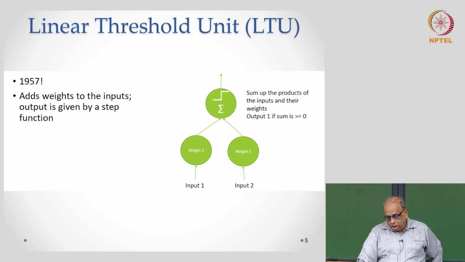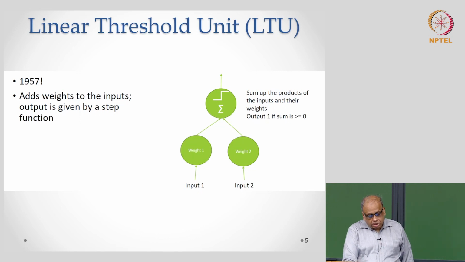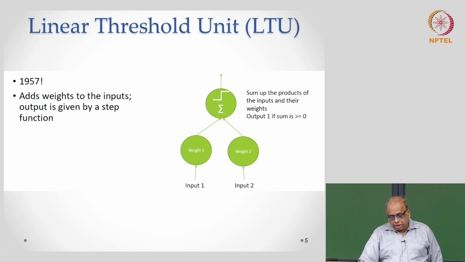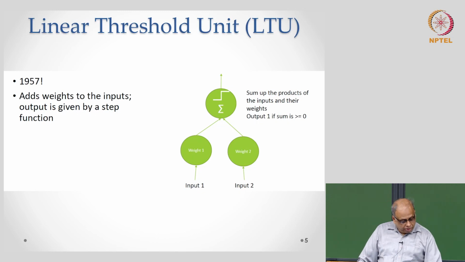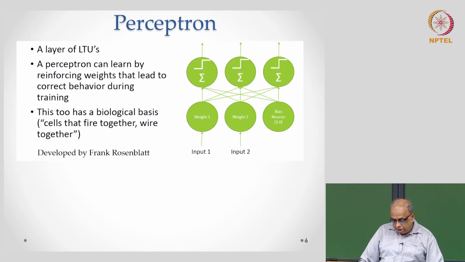In 1957, we developed something called the linear threshold unit, where given the inputs, it could add the weights of the input in various ways, and you can sum up those products. And if the sum is greater than 0, then you can say that the output of this neuron is 1. So that was the basic linear threshold unit.